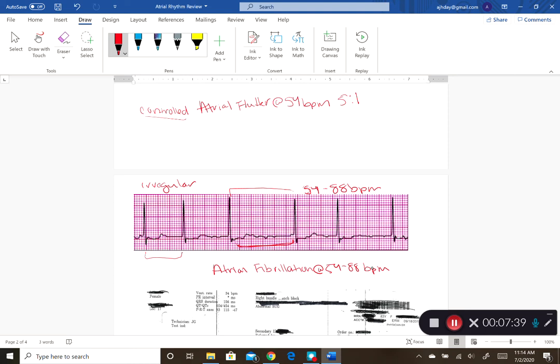Since my rate is 54 to 88 beats per minute, my average is going to be somewhere in between, but it's definitely under 100, so this is going to be controlled. So I have controlled atrial fibrillation at 54 to 88 beats per minute.